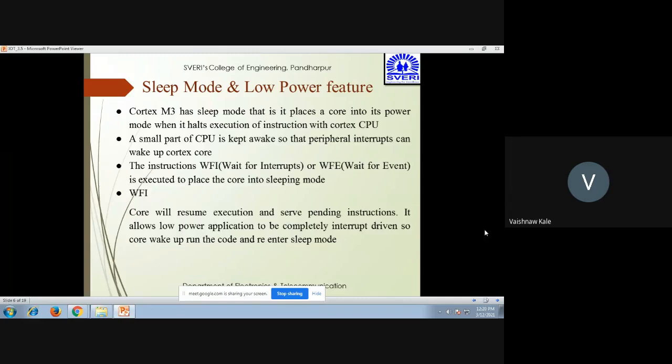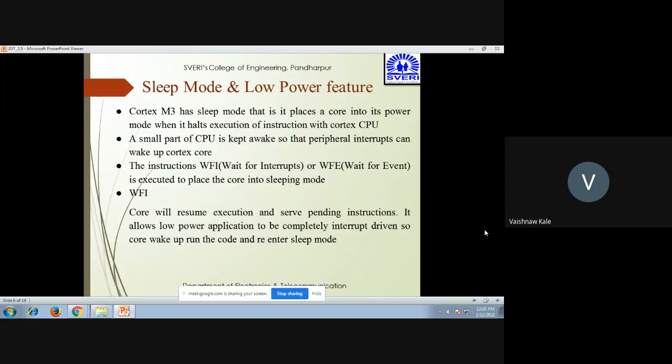Cortex M3 has a sleep mode, that is it places the core into a low power mode when it halts execution of instructions. So normally when it is running, it is in the power mode. After halting execution, we can put it into the sleep mode. A small part of the CPU is kept awake so that peripheral interrupts can wake up the Cortex core. So only the peripheral interrupt part is activated, whereas the rest of the parts go into the sleep mode.